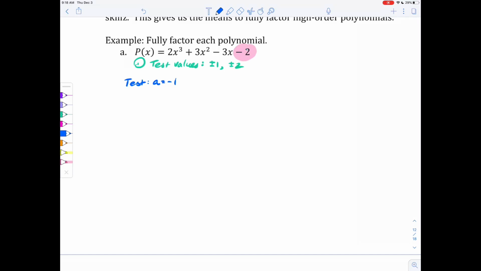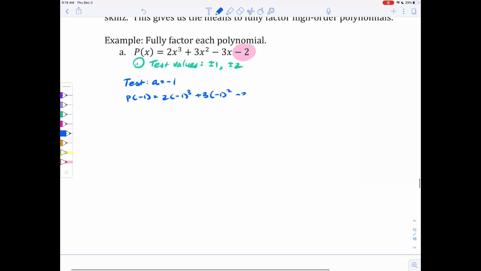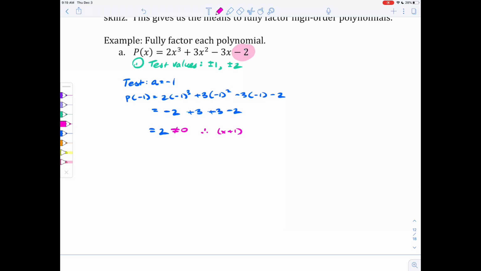And to show you that, let's look through here. So p of negative 1 is 2 times negative 1 cubed plus 3 times negative 1 squared minus 3 times negative 1 minus 2. And when we evaluate this whole thing, negative 2 plus 3 plus 3 minus 2, which gives me a total of 2. 2 is not equal to 0. So we can therefore say that x plus 1, which is the corresponding factor for a equals negative 1, is not a factor.